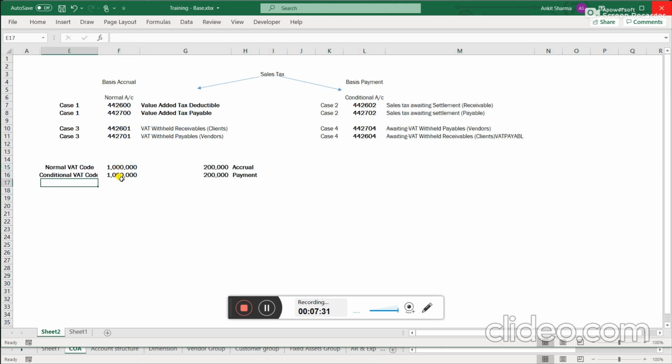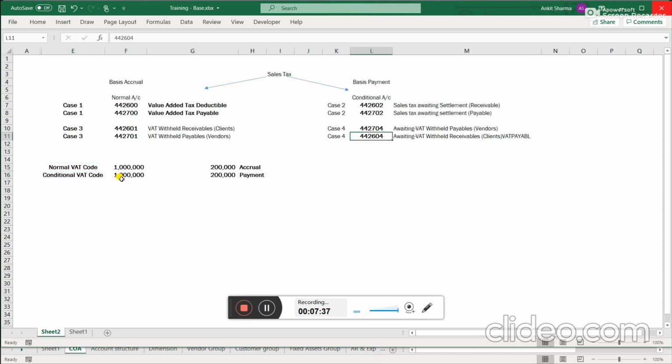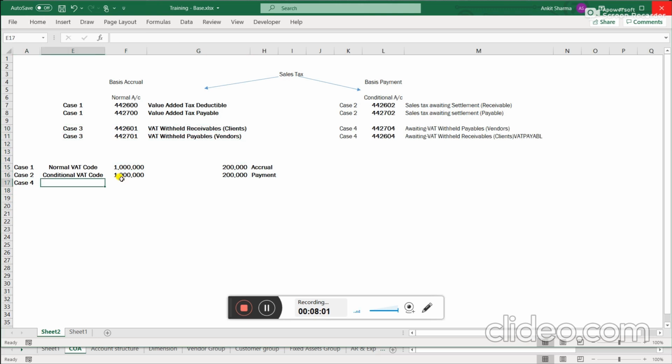Okay, so next, when you have this VAT with withholding, because some of the entities have VAT with withholding, what you can do here, you have to select. So this is case 1, case 2, and then case 3 is always on payment. So let's go to case 4 directly, because the VAT withholding is done only at the time of payment, so that's always on the payment basis. When you are capturing a transaction that has the VAT withheld, then you have to select the conditional VAT code with withholding.